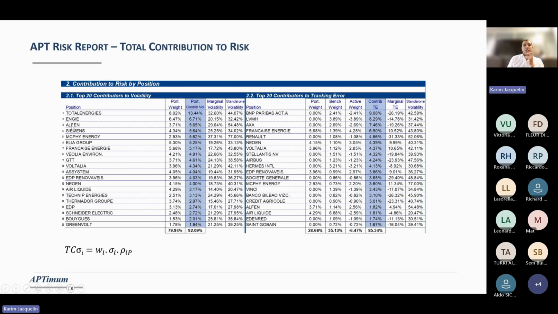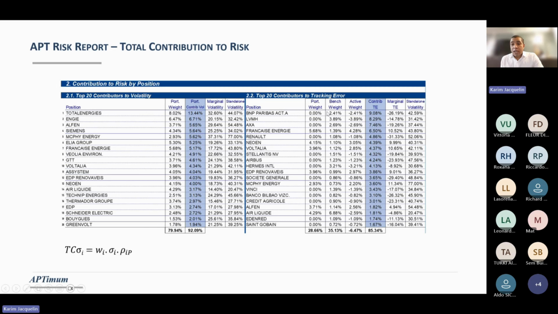If you take, for instance, Alphen, the third position, you can see that the weight is only 3.7%, but the contribution to volatility is 5.6%. Siemens has a higher weight. The weight is 4.3%, but the contribution to volatility is slightly lower. Why? Because Alphen has a higher volatility than Siemens.